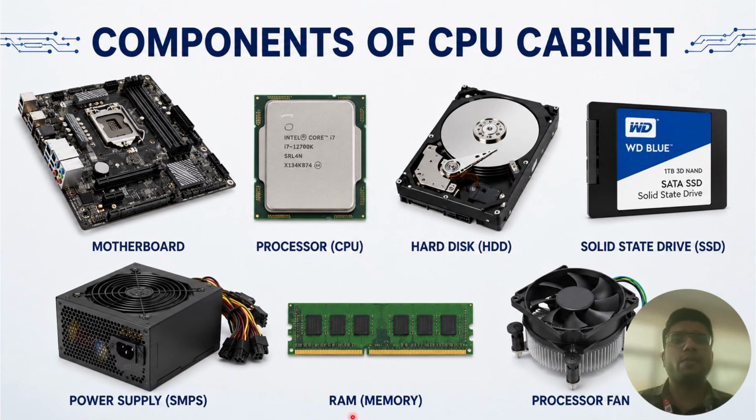Next component is RAM, or we can say random access memory. It stores temporary data while the computer is working. More RAM helps the computer to run smoothly. Next component, processor fan. The processor fan keeps the processor cool. It prevents the computer from overheating. All the components work together to make the computer function properly. Now let's move to next slide.